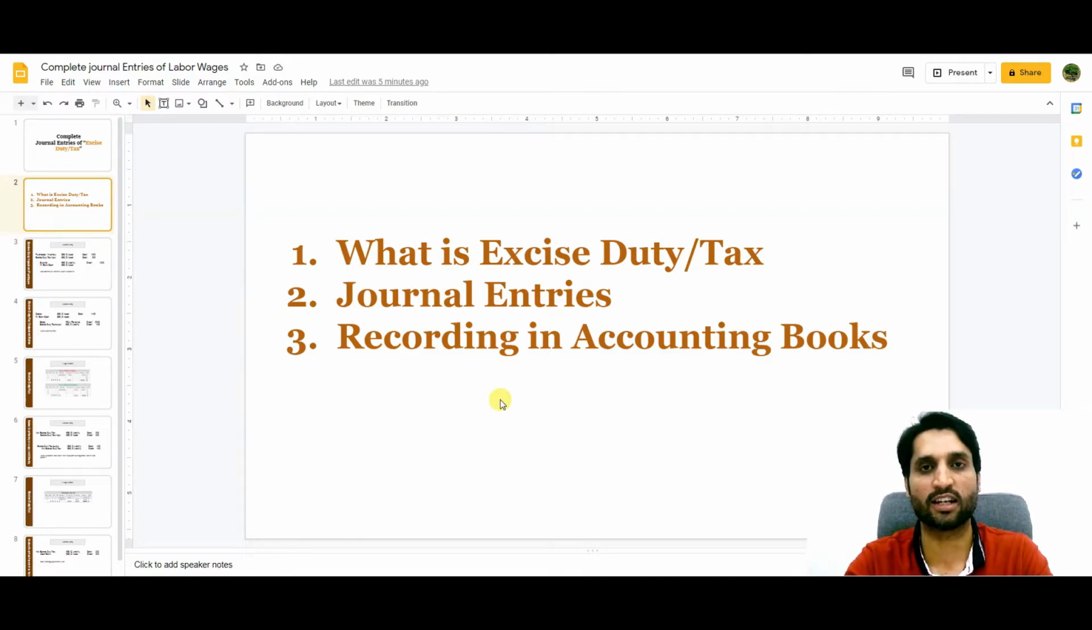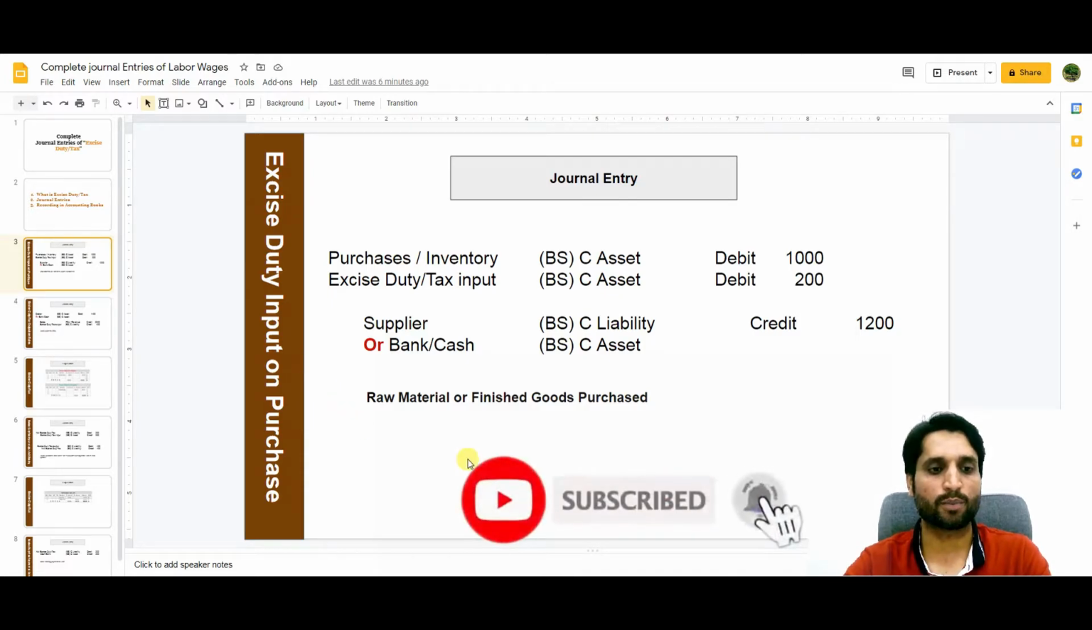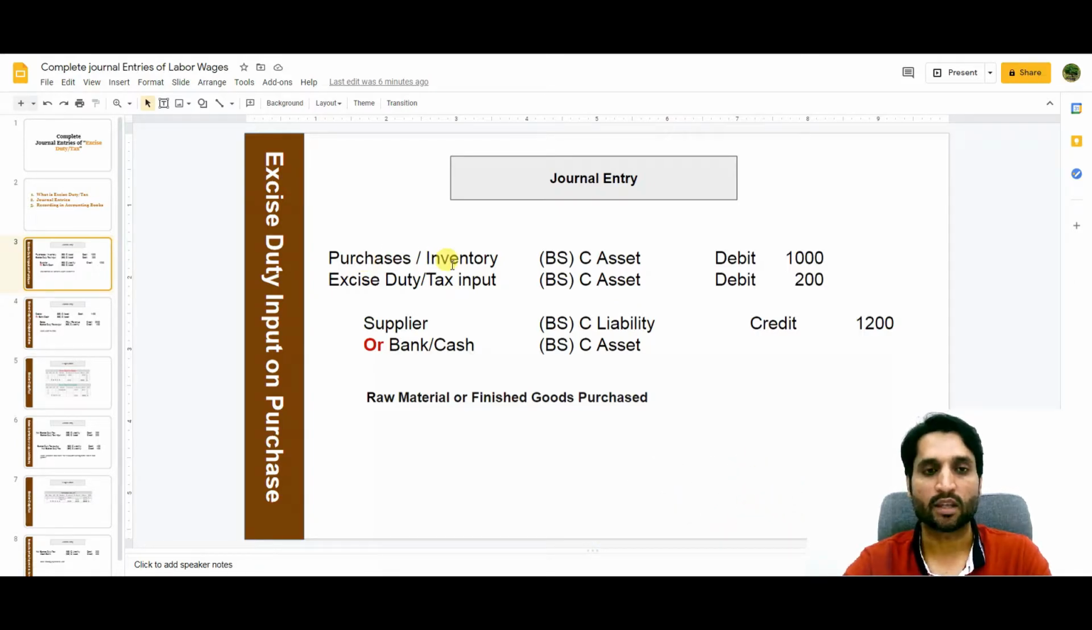Let's see what the journal entries are. First, excise duty input on purchase, like the journal entry for purchases or inventory. We are buying a raw material, that is our asset. Even if we are buying finished goods locally, that will be our purchases. In the balance sheet, as a current asset, it will be debit by 1000. There is an excise duty or tax input, which is 20%. That is also recorded in the balance sheet as a current asset on the debit side with 200.